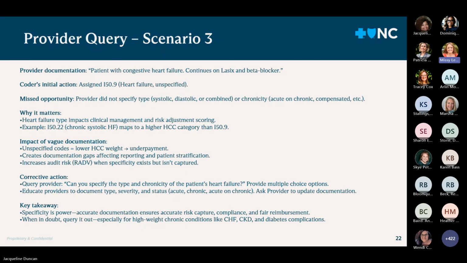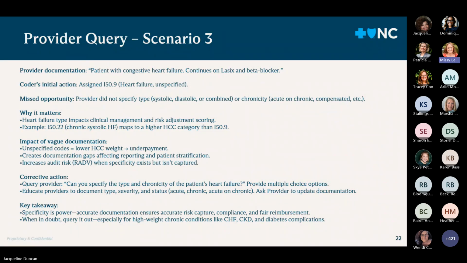This matters because heart failure type directly influences both clinical management and risk adjustment scoring. For example, I50.22 for chronic systolic heart failure maps to a higher HCC category than I50.9. Using unspecified codes dilutes accuracy, lowers the HCC weight, and results in underpayment. It also creates documentation gaps that affect reporting and patient stratification and can trigger audit risk during RADV reviews.